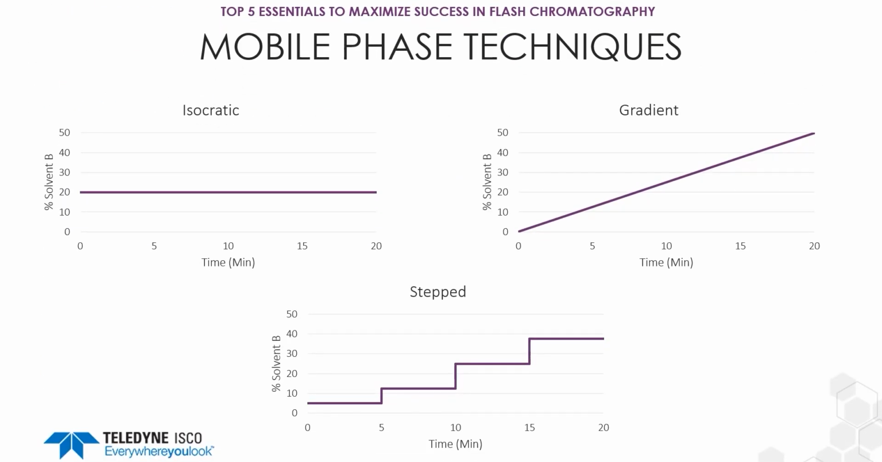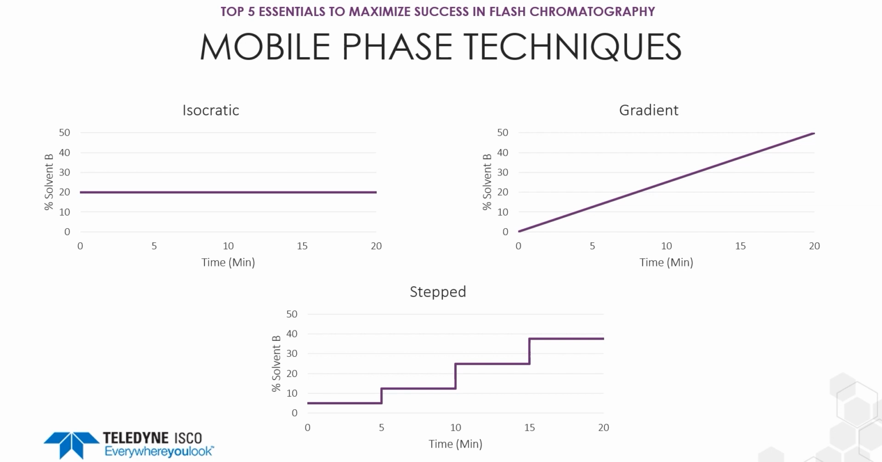Now, there are also some different mobile phase techniques that we need to look at. The first of which is an isocratic run. An isocratic run is going to keep your percent of solvent B, or the percentage of your strong solvent, consistent throughout the whole run. So in this case, we have an isocratic run at 20% solvent B. So it's going to remain at 20% solvent B throughout the whole 20 minutes.